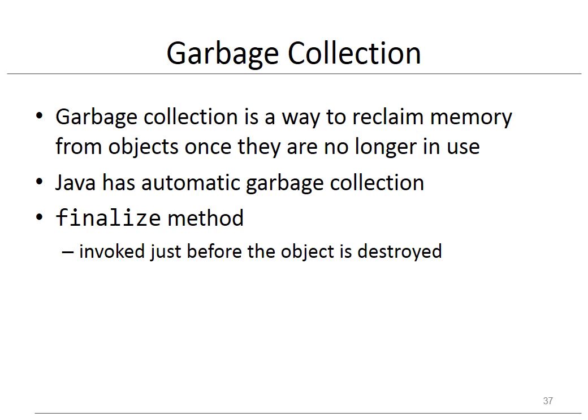Garbage collection is a way to reclaim memory from objects once they are no longer in use. Contrary to languages such as C++, Java has built-in facilities for automatic garbage collection. An object is eligible for garbage collection when it is no longer accessible through any variable. The finalize method is invoked just before an object is destroyed. Remember, this method is inherited from the object superclass, but you can override it to perform special actions before an object is destroyed.